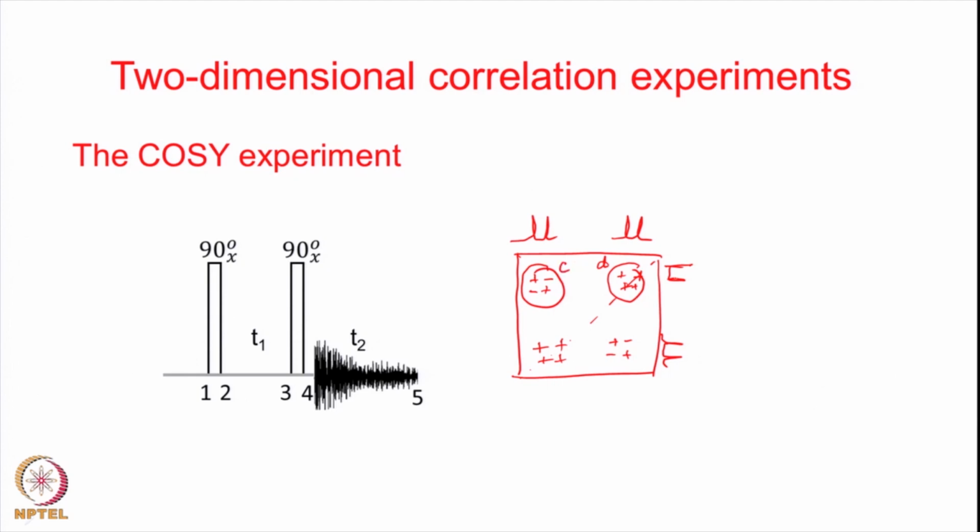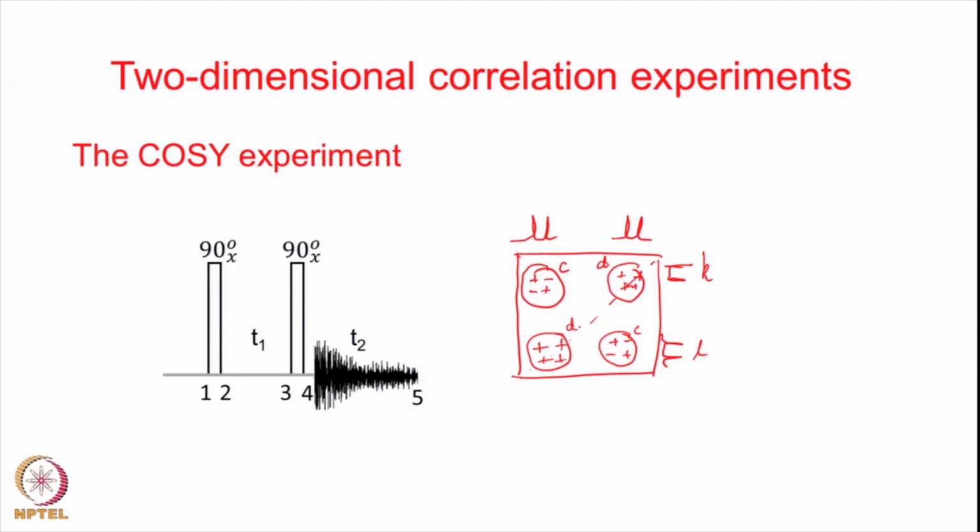This originates from one spin, I call it the K spin. This is the K spin and this is the L spin. So this results in a transfer of coherence from the K spin to the L spin, that results in this cross peak, and the transfer of coherence from the L spin to the K spin results in this cross peak. So this is also a cross peak, and this is the so called diagonal peak.